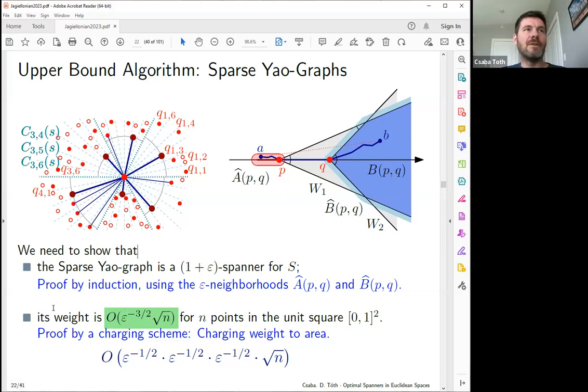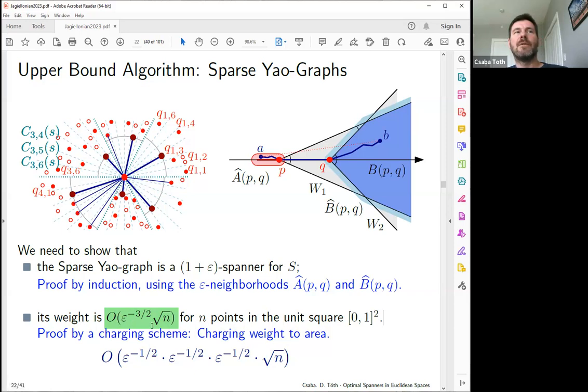And the other thing we need to prove is that the weight is this quantity that was in the theorem earlier, if you run it for n points in the unit square, and the idea is to charge weight to area. So it will be important that all these points are in the unit square, because then this charging scheme will charge against the area of the unit square. So I'll say more about this charging scheme and nothing about the induction.